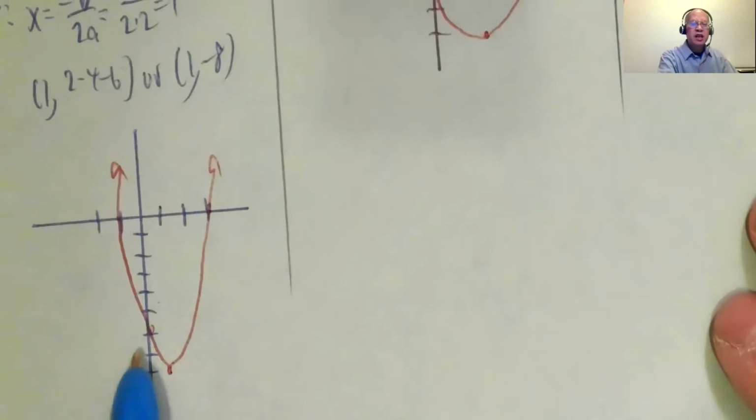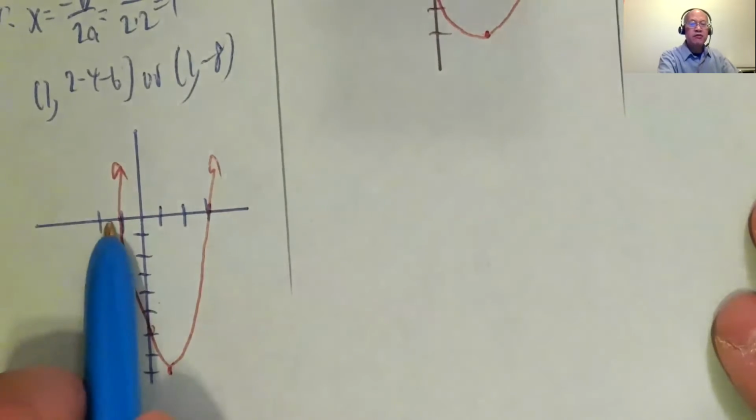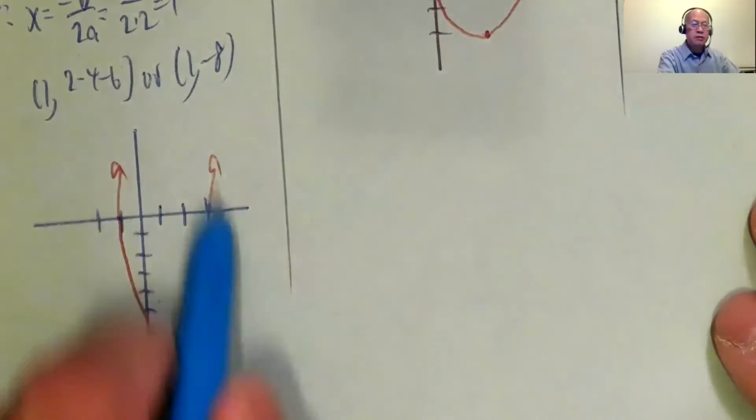So here we go. 1, negative 8 is the vertex. 0, negative 6 is an intercept. Negative 1, 0, and 3, 0. And there's my parabola.